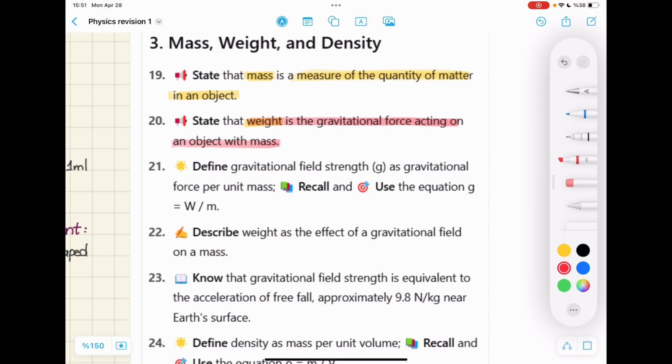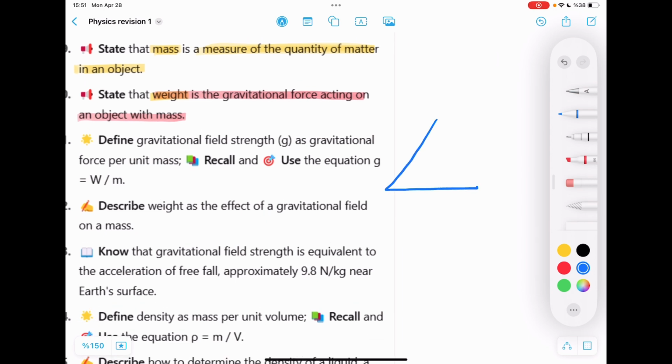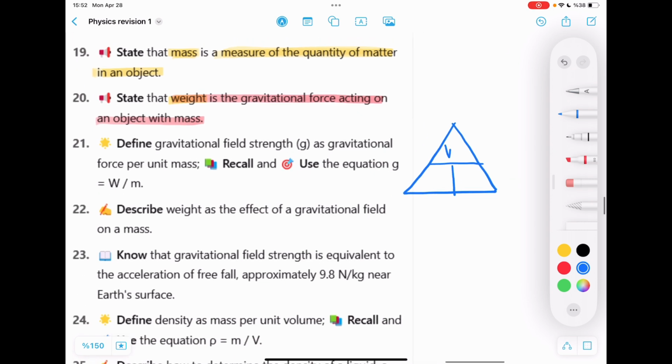In our everyday language, weight and mass have almost the same meaning, but it is important for you to understand this difference in a physics context. We need to define gravitational field strength as gravitational force per unit mass. This is one of the formulas that is really relevant, and I would also like to put it in a triangle so that it's easier for you to focus on it. So this will be W, which is weight, and this will be M and G. This is the relationship between mass and weight.